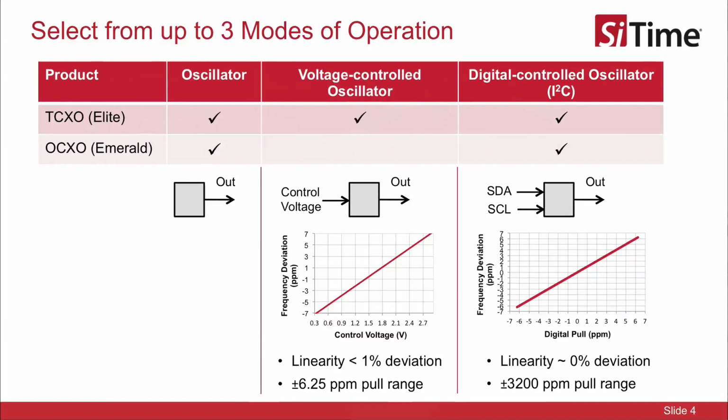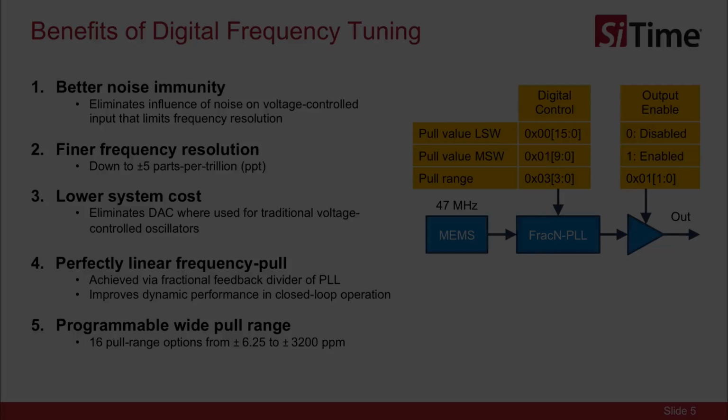The output frequency of the Elite family of TCXOs can be tuned using a voltage control, similar to traditional quartz TCXOs. But unlike quartz devices, the tuning linearity is excellent, with less than 1% deviation. In addition, both Elite and Emerald families support digital tuning of the output frequency using an I2C interface. This enables perfectly linear tuning and a much higher pull range of up to 3,200 parts per million.